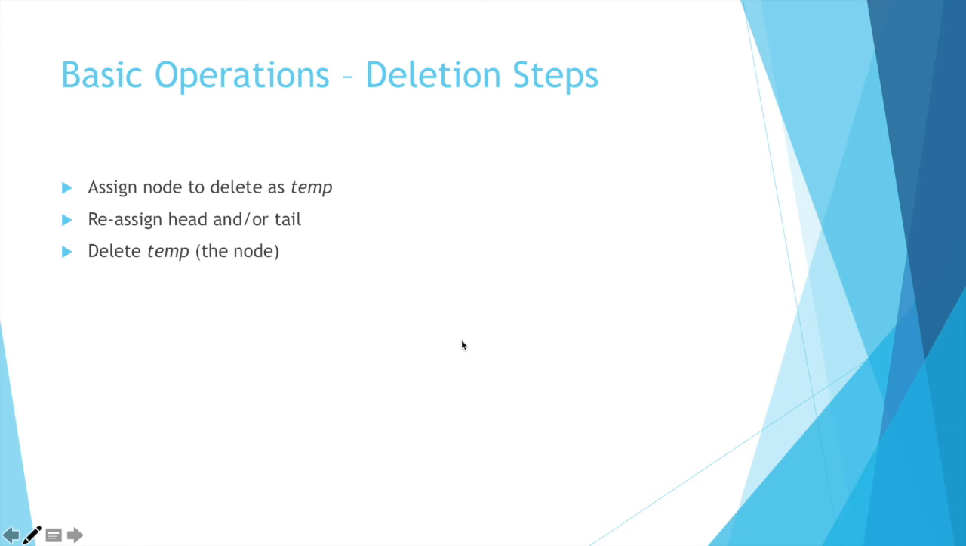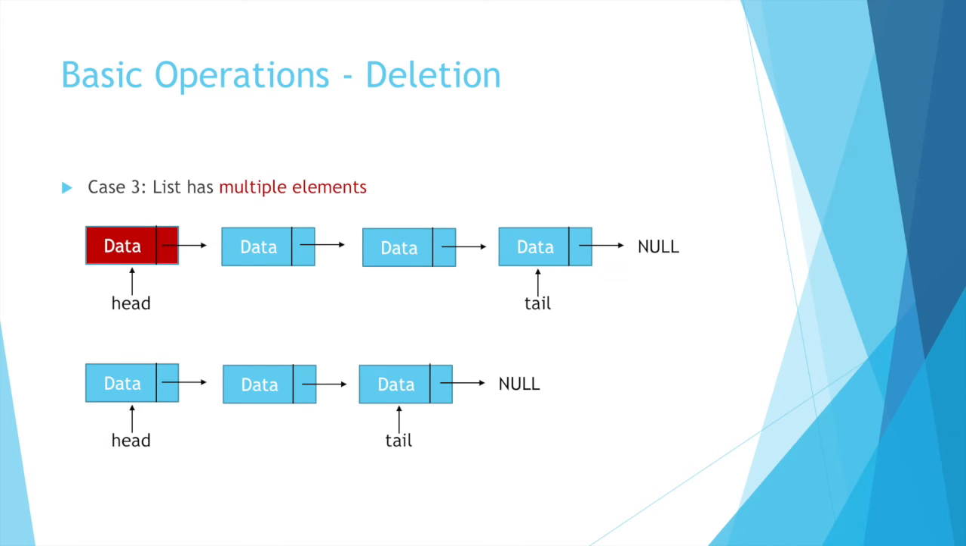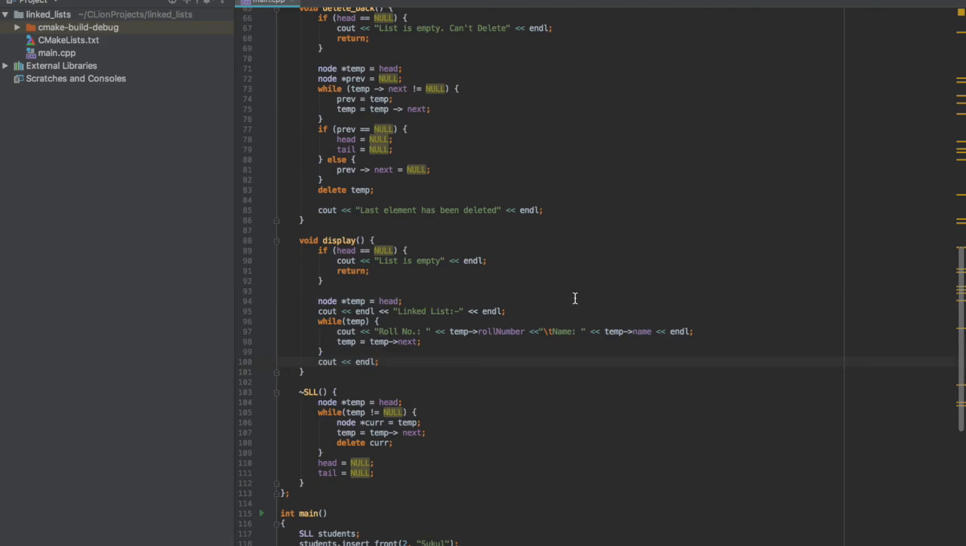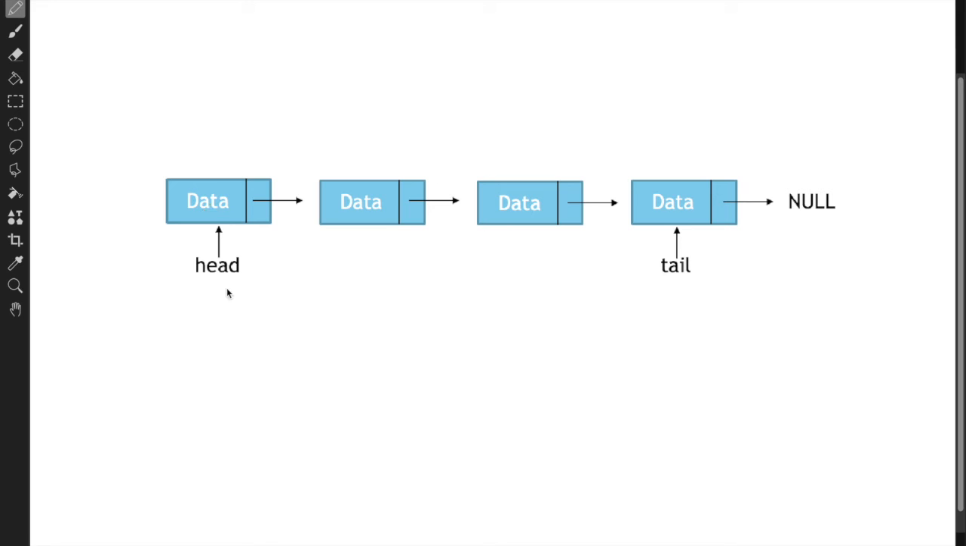Now, the cheat sheet for deletion. The first step, assign the node that you want to delete as temp. Next, reassign head and/or tail, and finally delete the node. These are the steps that you have to follow. If you follow these steps and remember these three cases, you will never go wrong. Your function will always be correct. So let's see how that works. Let's say you want to delete this particular element. Step one, assign this as temp.